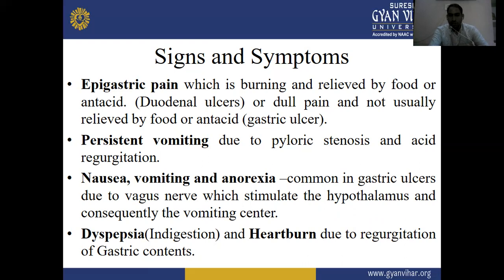Next one is nausea, vomiting, and anorexia. These are signs and symptoms of peptic ulcers, common in gastric ulcers due to the vagus nerve, which is stimulated by the hypothalamus and consequently the vomiting center.